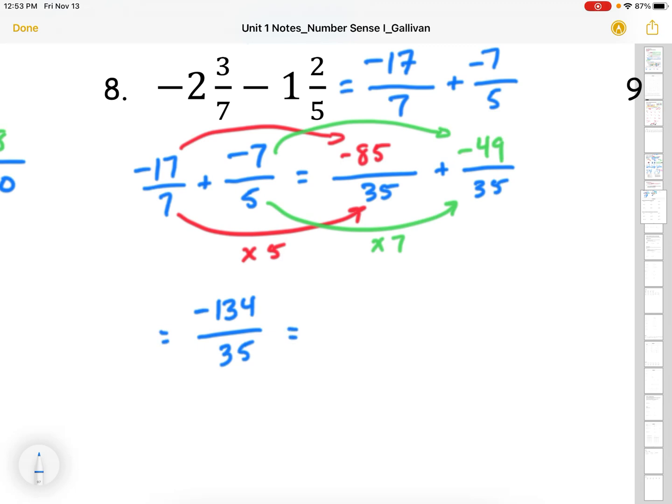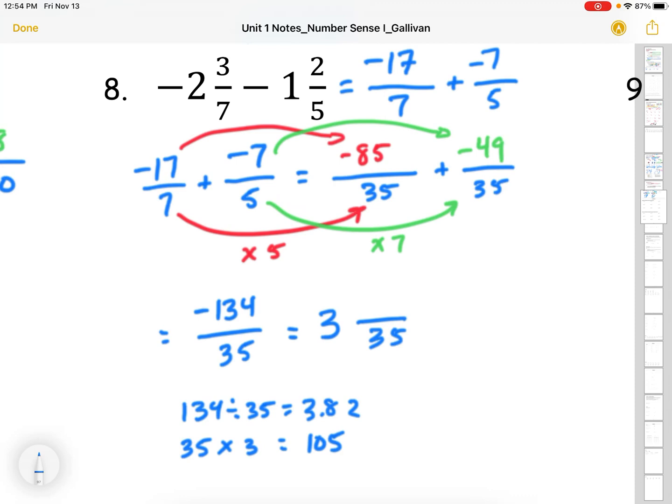And I want to convert that. 134 divided by 35 is 3.82. So I know my number here will be 3. I still have a 35 here. 35 times 3 equals 105. So it'll be 134 minus 105. So it'll be 29. And don't forget our negative sign. Okay? So that would be our answer.